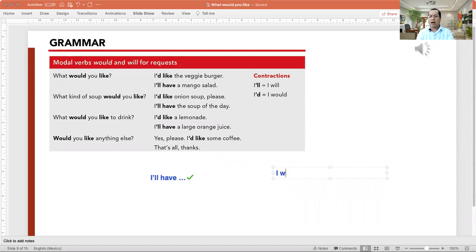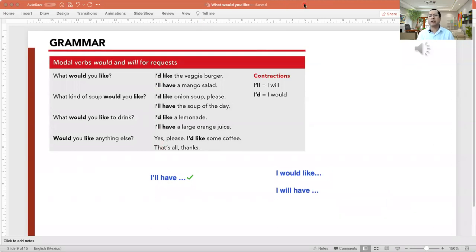You would say, I would like something, or you can also use the other form, I will have, and then you say this something. It doesn't matter if you do it that way, but like I'm telling you, the most typical way is the reduced form, as you can see in the examples right here.